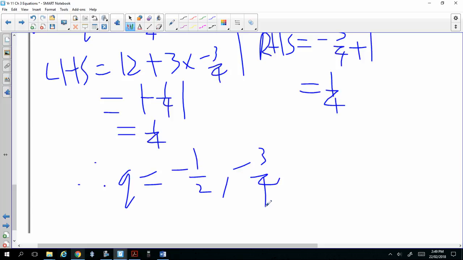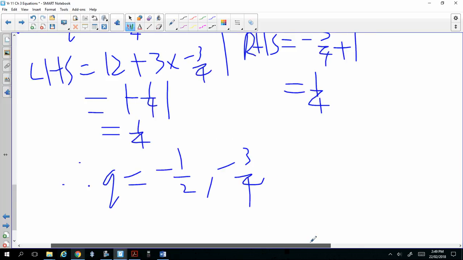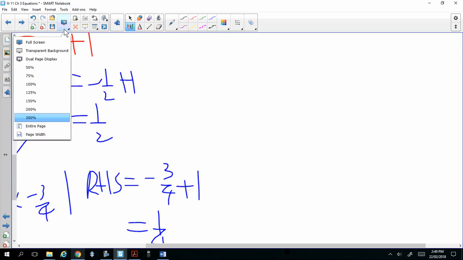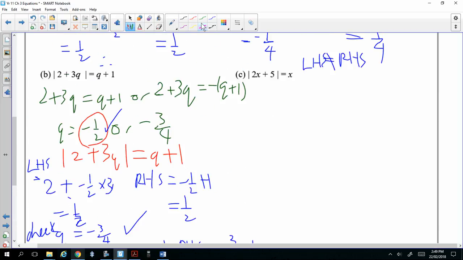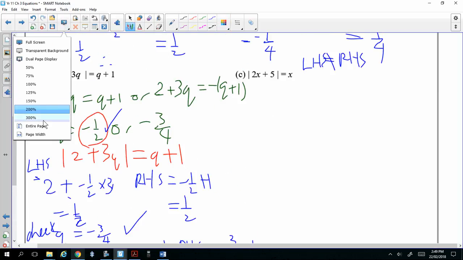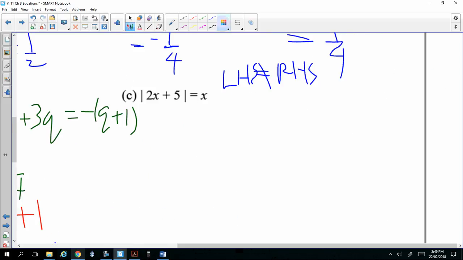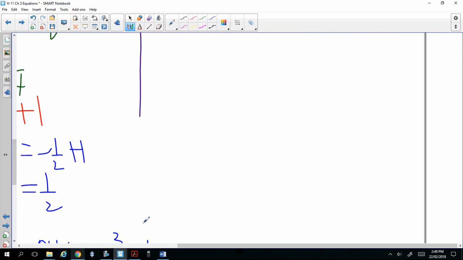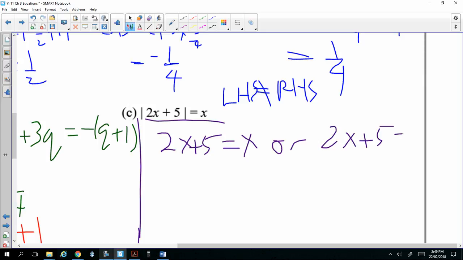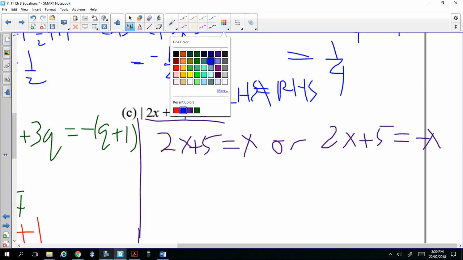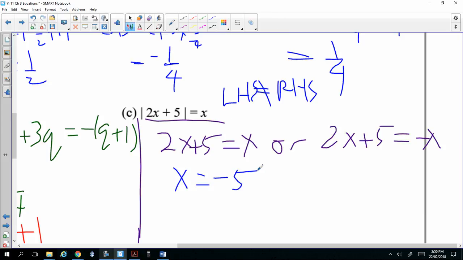Alright, good. Let's make this a bit larger. Look at that. And then finally, we got this question, so let's draw a line in the middle. So again, there are two cases. This one you get 2x plus 5 is x, or 2x plus 5 equals negative x. So if you solve both of these, you get x equal to negative 5, or 3x equals negative 5.